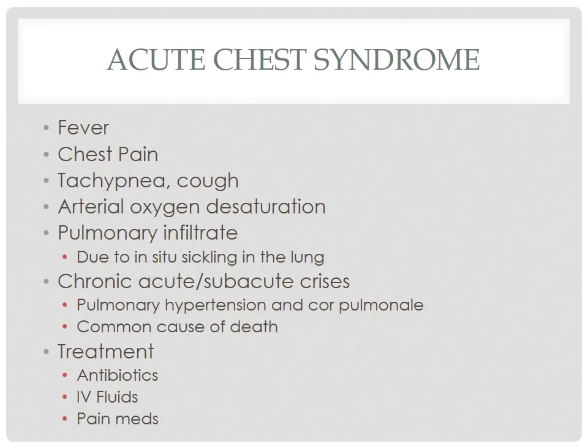Patients can also suffer from acute chest syndrome with sickle cell disease, and this presents with fever, very severe chest pain, tachypnea, and cough. They can have low oxygen saturations. If it's around long enough, they could start to have pulmonary infiltrates. These infiltrates happen because the sickled cells get stuck in the lungs. They can have both chronic or subacute crises, and some of the complications can include pulmonary hypertension, cor pulmonale, or even death.